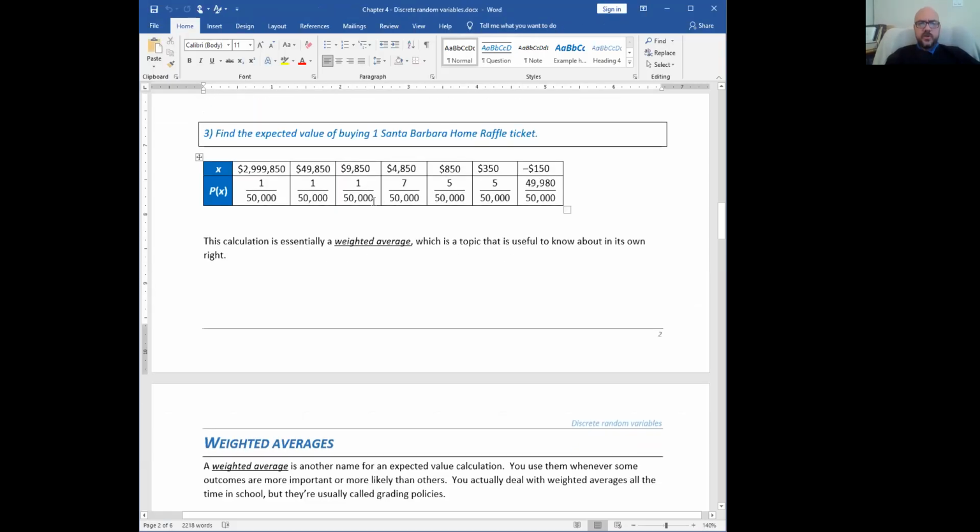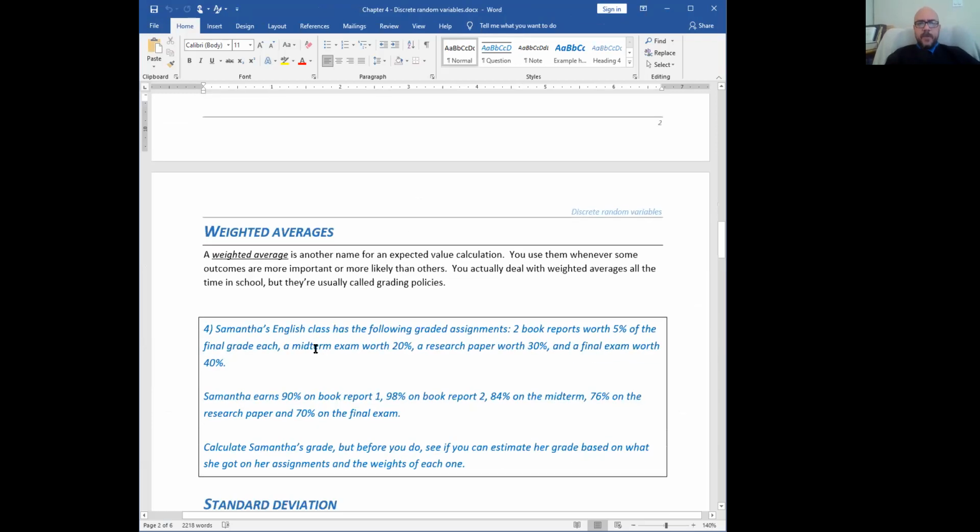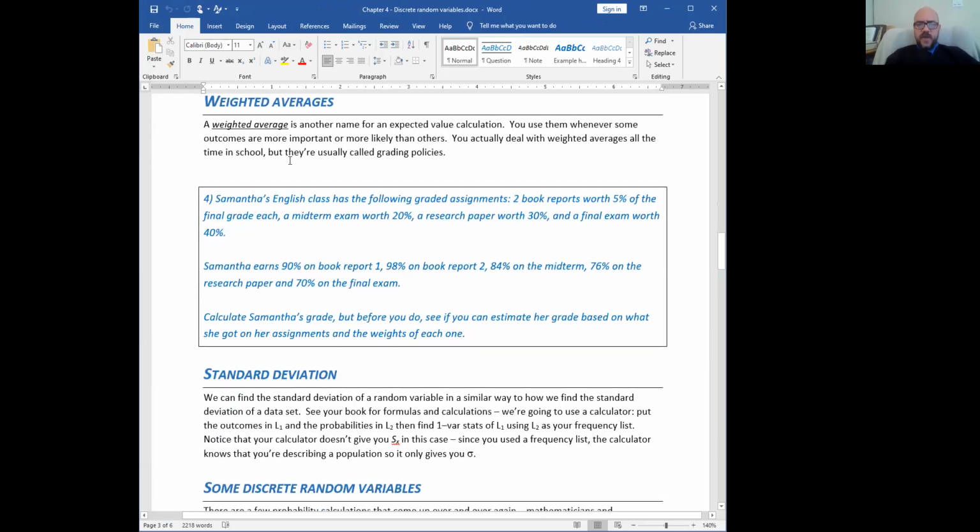All right, so this is the weighted average, which is expected value, obviously. And I mentioned weighted averages, which are expected values. Weighted average is just another name for the expected value. And here's what I was talking about when I said you've had expected value, or you've had that calculation used upon you in the past.